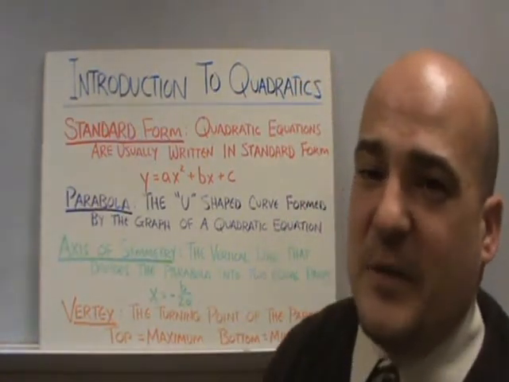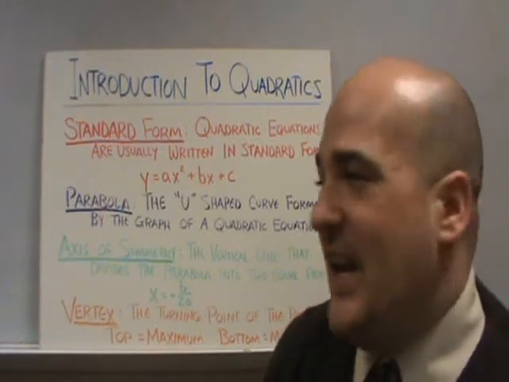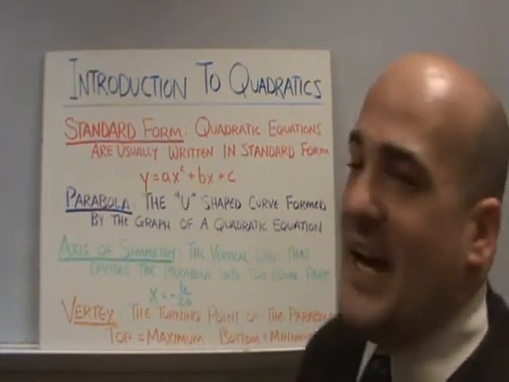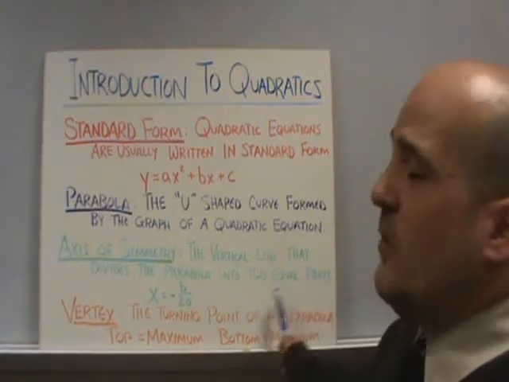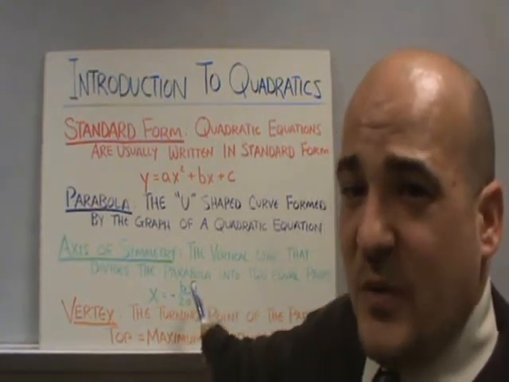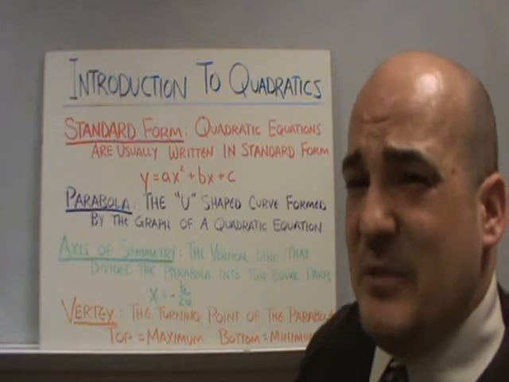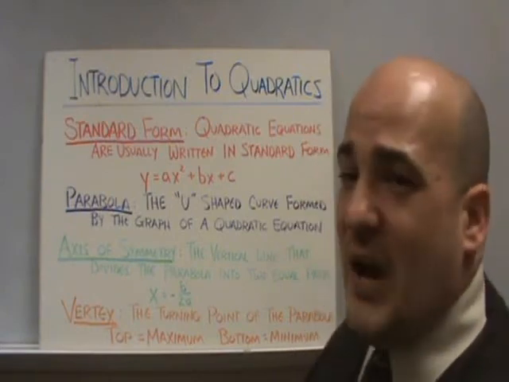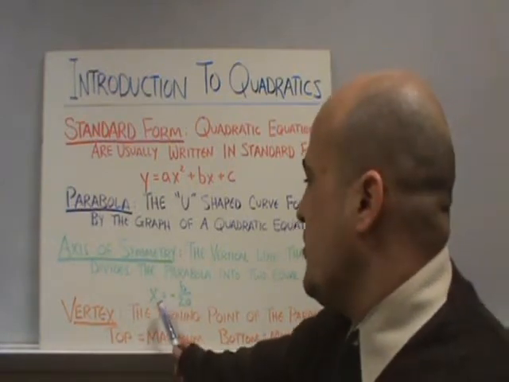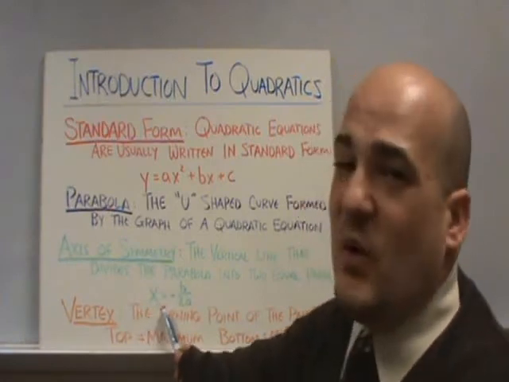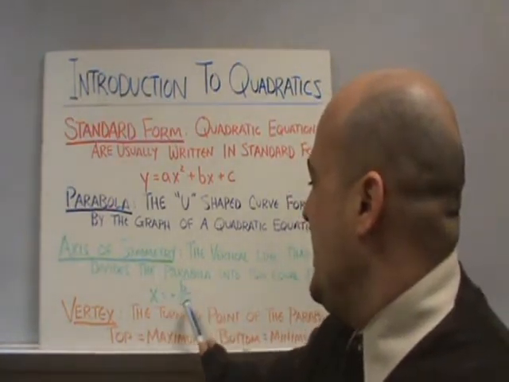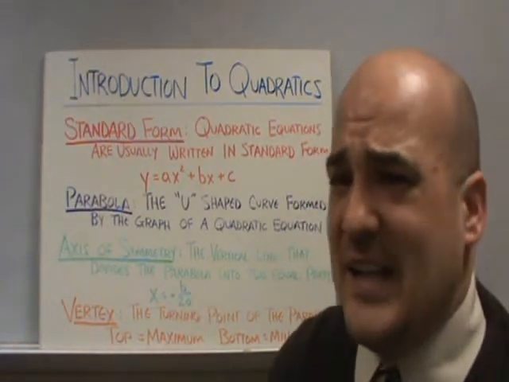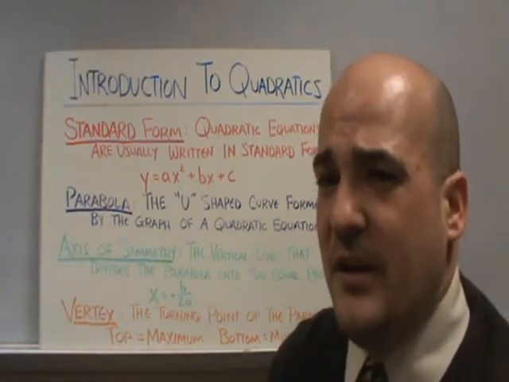The next one I want to talk about is axis of symmetry. An axis of symmetry is the vertical line that divides the parabola into two equal parts. In just a little bit I'm going to show you exactly on a parabola where the axis of symmetry is and what it looks like. But for now, what you should have in your notes is that the equation for the axis of symmetry is x equals negative b over 2a. That's going to be really important here in just a little bit.